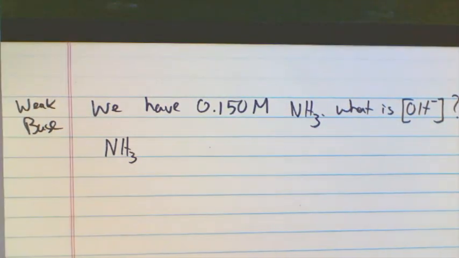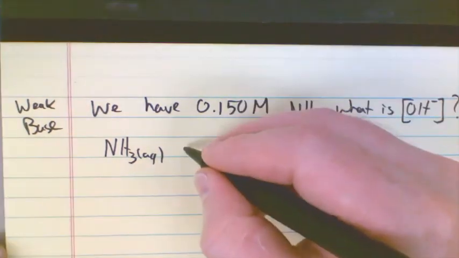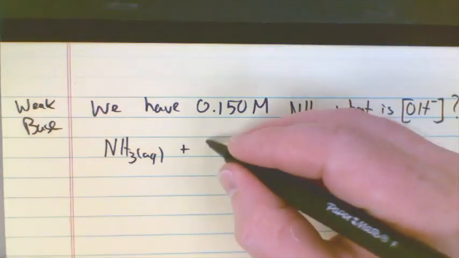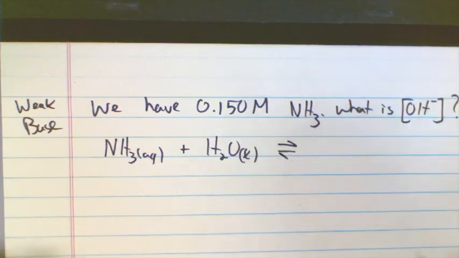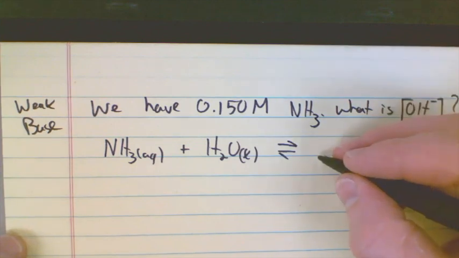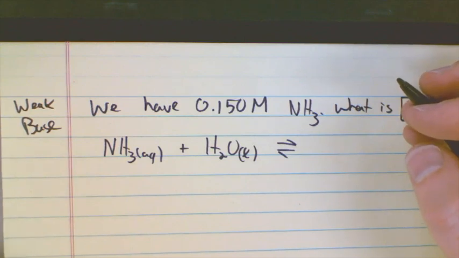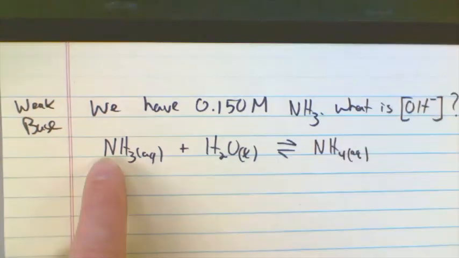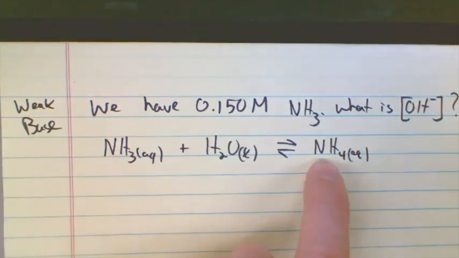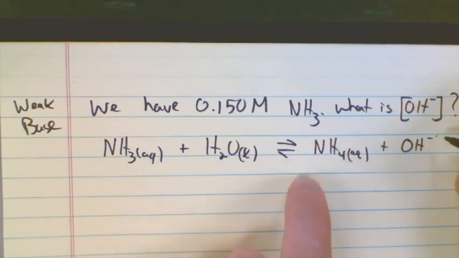So now we have to write the equation for these ones for sure. NH3, combine it with water. What do we get? We don't get nitrogen. You get NH4 because remember the bases are proton acceptors. So it's going to pick up a hydrogen. And then what else do we get? Hydroxide ion.